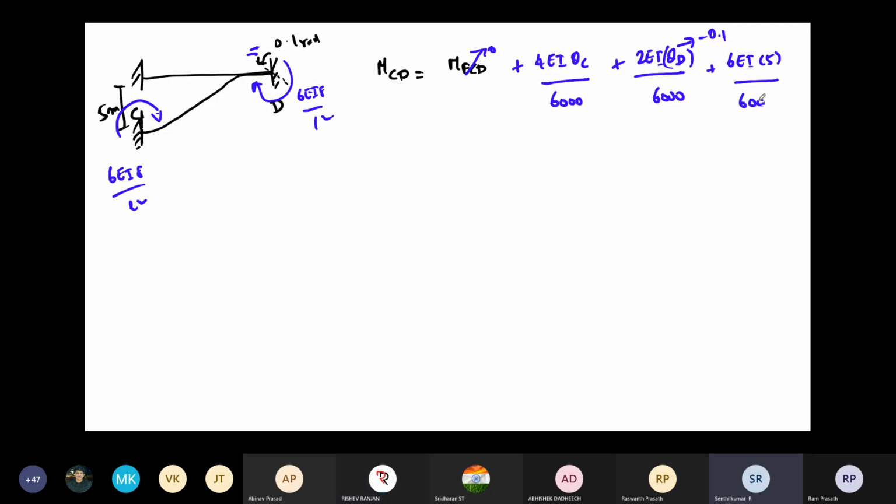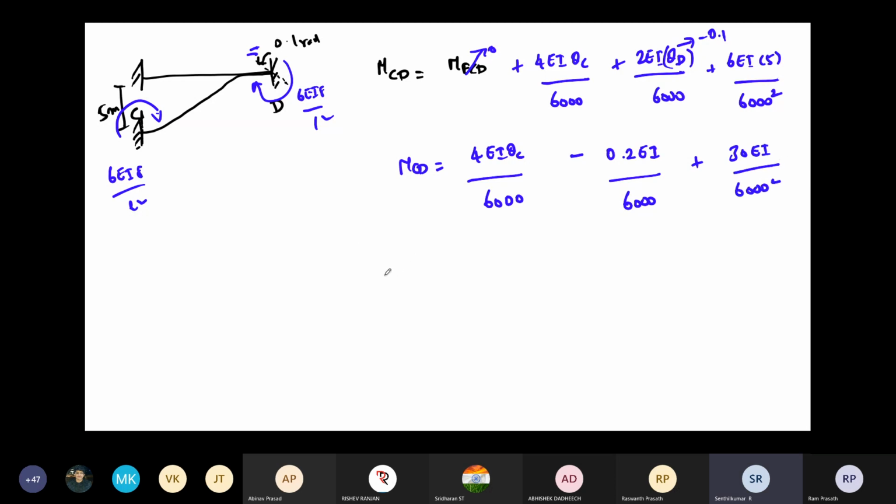5 by 6000². So now M_CD will be equal to 4EIθ_C by 6000 minus 0.2EI by 6000 plus 30EI by 6000². So this is M_CD. Then what about your M_DC?